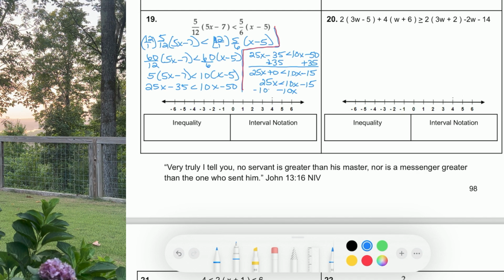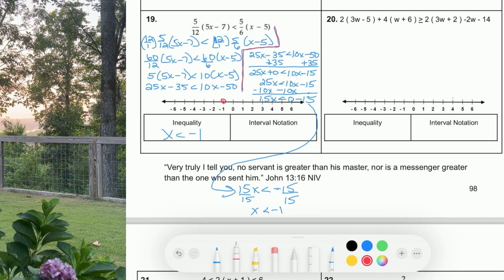I'm going to subtract 10x from both sides. And I end up with, let's see here, I end up with 15x is less than 0 minus 15. Bring that down here. Needed a lot more room for this problem, didn't we? So 15x is less than negative 15. Divide both sides by 15. And I end up with x is less than negative 1.